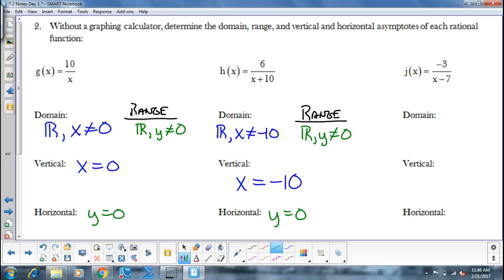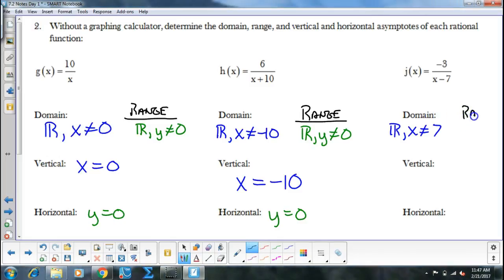Is domain over here. Haley, range. Destiny, vertical asymptote. X equals 7. Brad, horizontal asymptote. Y equals 0. Good job, everybody.